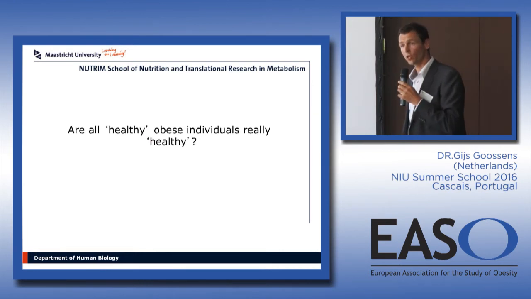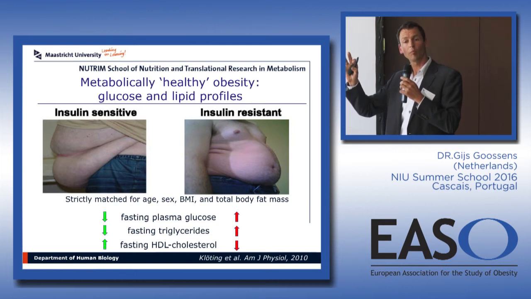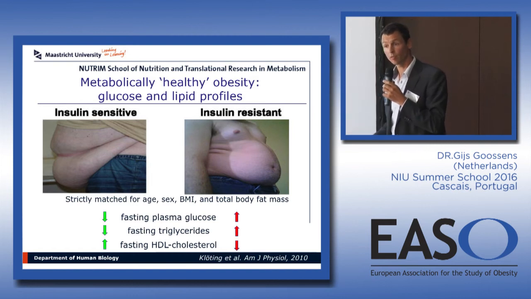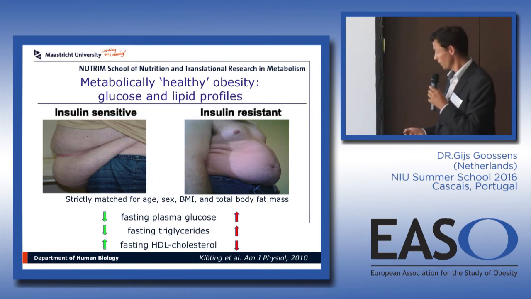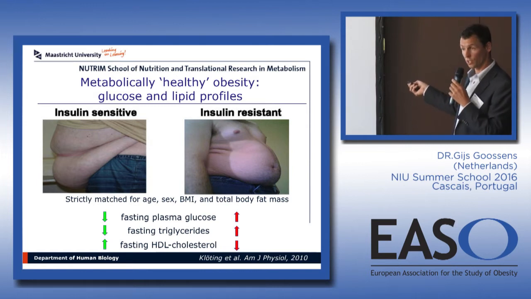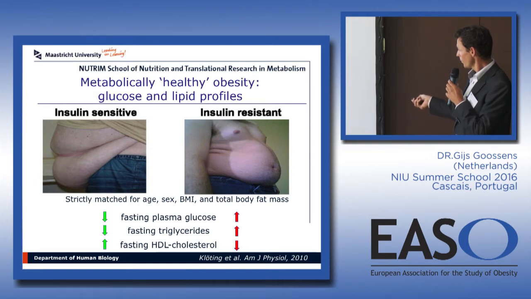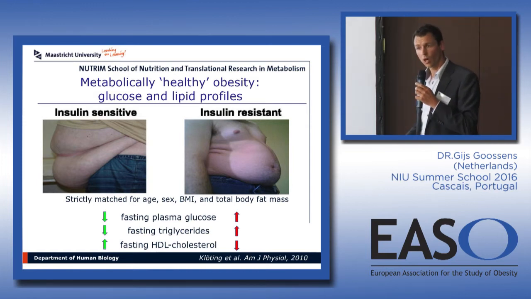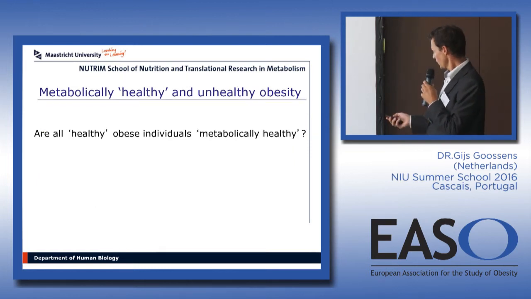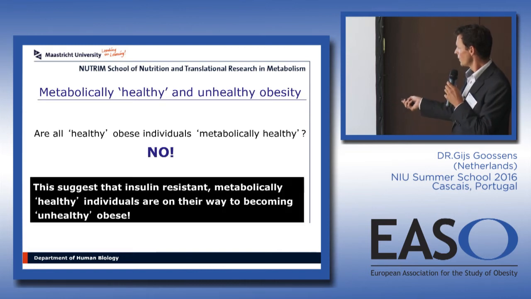What they did in the same study is they divided that group of metabolically healthy obese individuals into a group that is relatively insulin sensitive and a group that is insulin resistant. And what you can then see, if you look at just plasma metabolites, is that in the more insulin-resistant obese individuals, there was already a significantly higher plasma glucose concentration, higher triglycerides, and lower HDL cholesterol. In other words, are these metabolically healthy obese individuals really healthy? I don't think so.